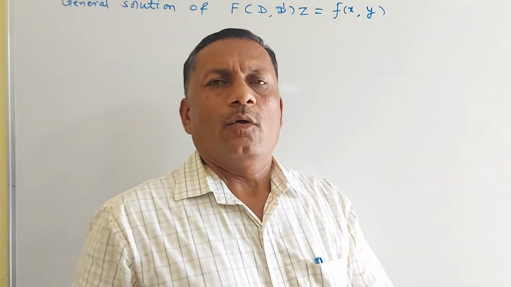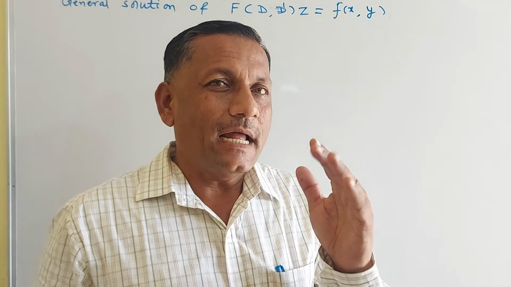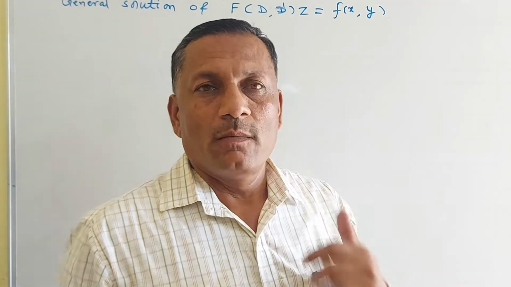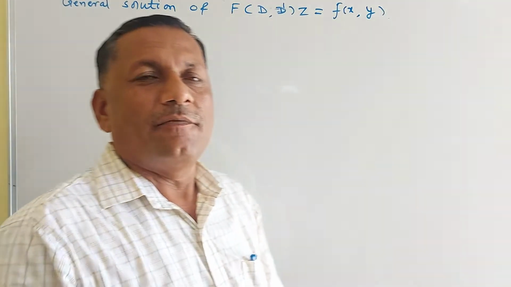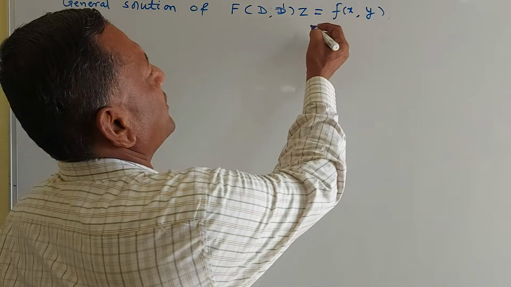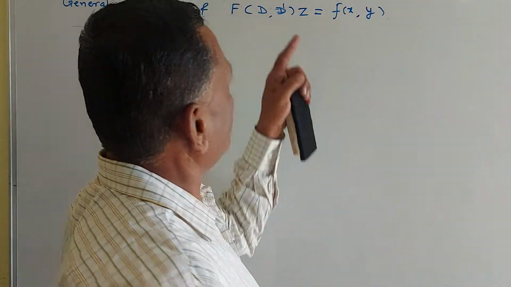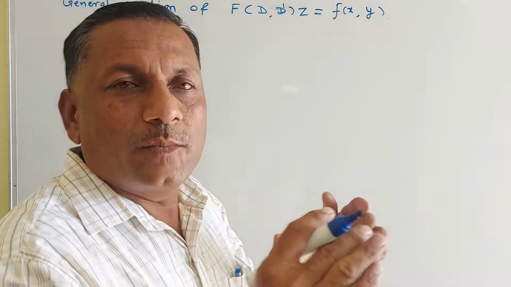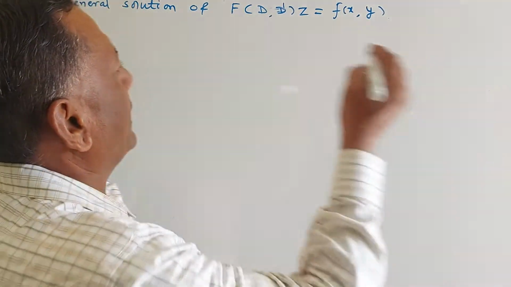Hello students, we know how to find the complementary function of f of D, D dash operated on z is equal to 0. Now today we see how to find the general solution of f of D, D dash operated on z is equal to f of x, y. Its general solution contains two parts. One part is the complementary function and the other part is the particular integral.